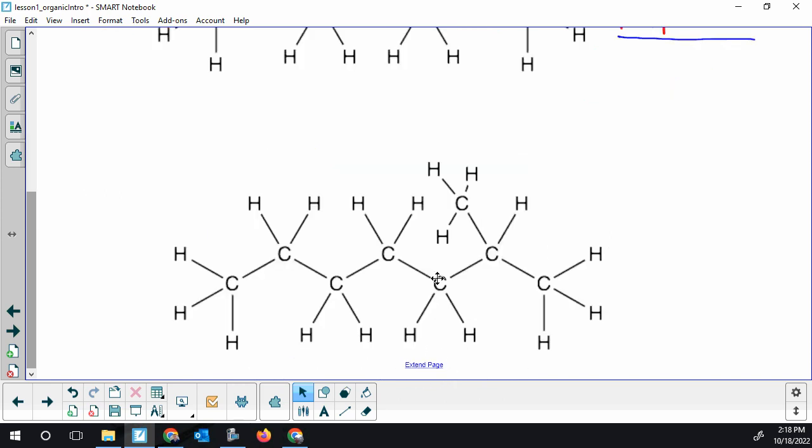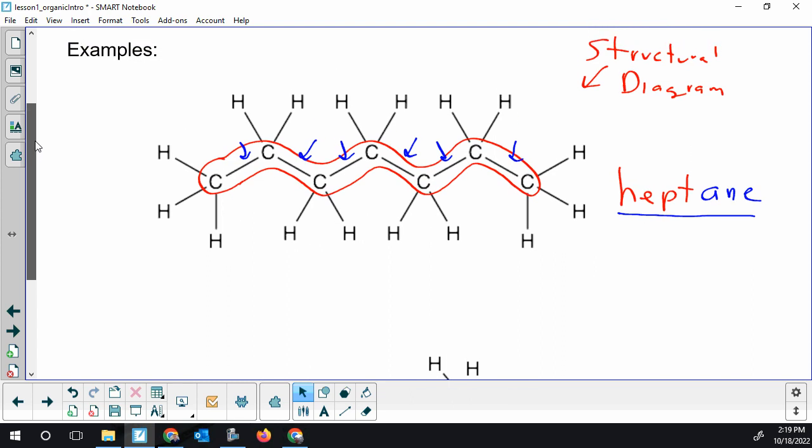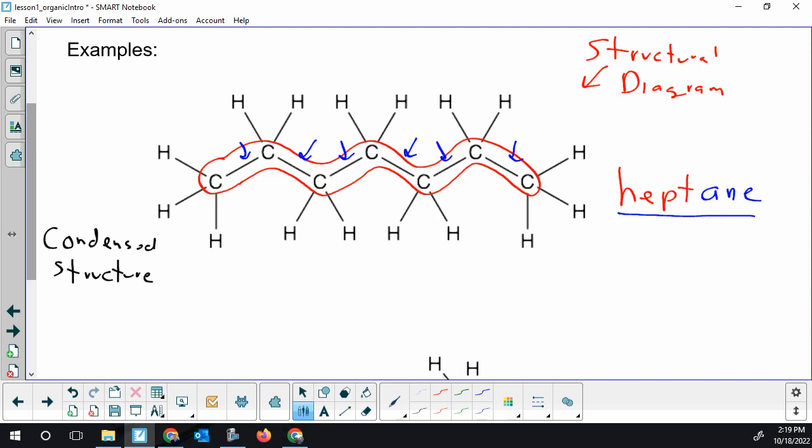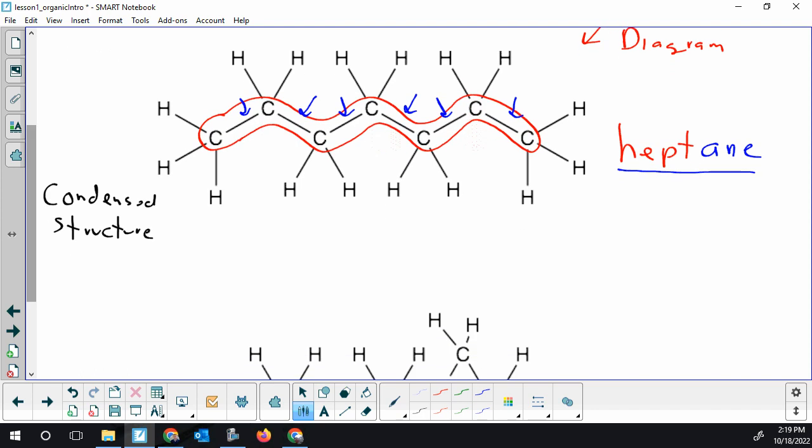We'll do another example in a second, but I want to talk about some different structures. I want to introduce the second type of structure. Now, you're going to see lots of examples of this and have to fully understand it before your first quiz. So I'm going to do a condensed structure. Condensed structures get rid of all the dashes and just tell us what sequence of atoms we have. And from this, you should be able to name it or decode the structure.